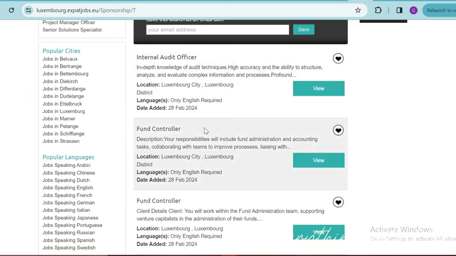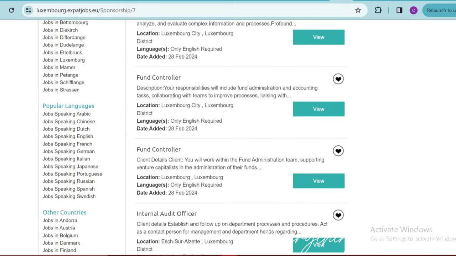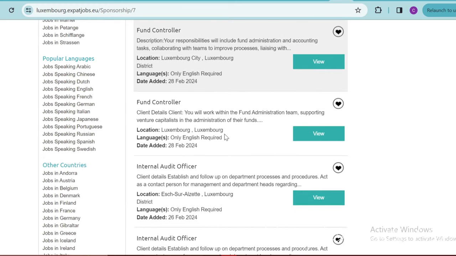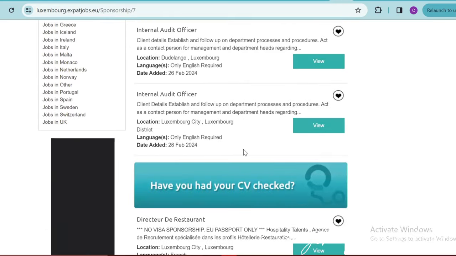Just like we all know, Luxembourg speaks different languages, Luxembourgish, German, French, and they also speak English, even though English is not an official language of Luxembourg. So check out this job role, internal audit officer. The next one is fund controller. It also requires only English. You can go and apply. Check out the job description, read it up. If it is something you qualify for, you apply for it.